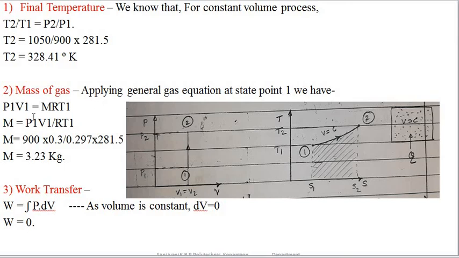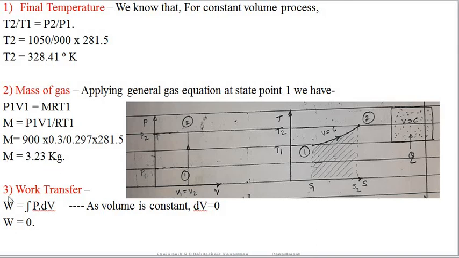Therefore P1 V1 is equal to MR T1. Therefore we are applying the general gas equation at state point 1. We have P1 V1 is equal to MR T1. So we can calculate mass. Mass is equal to P1 V1 upon RT1. So putting the values, we are getting mass is equal to 3.23 kg. So we have calculated the mass of the gas for this problem.